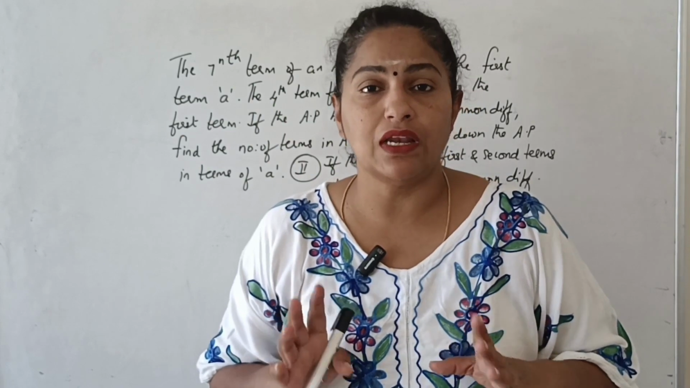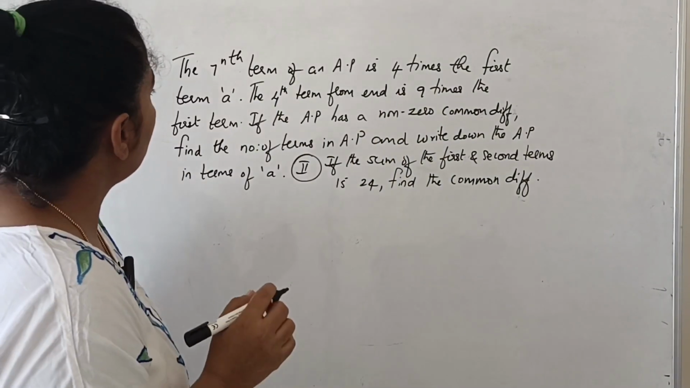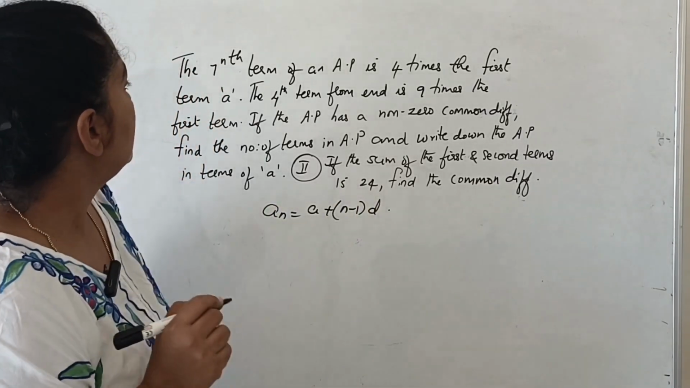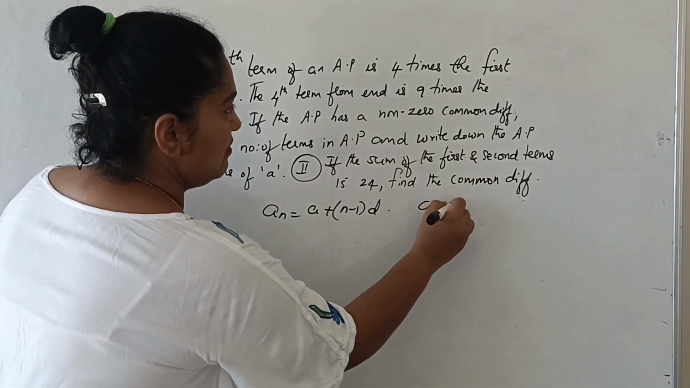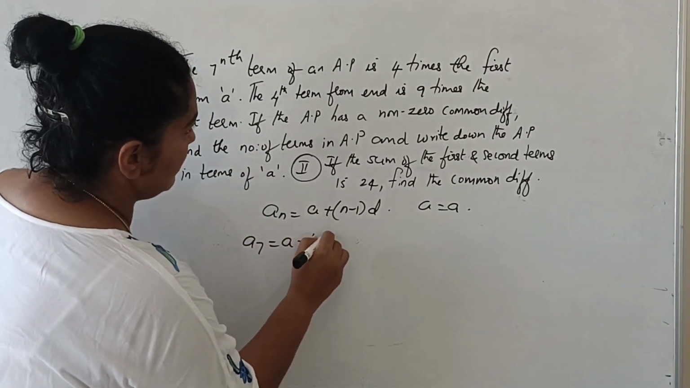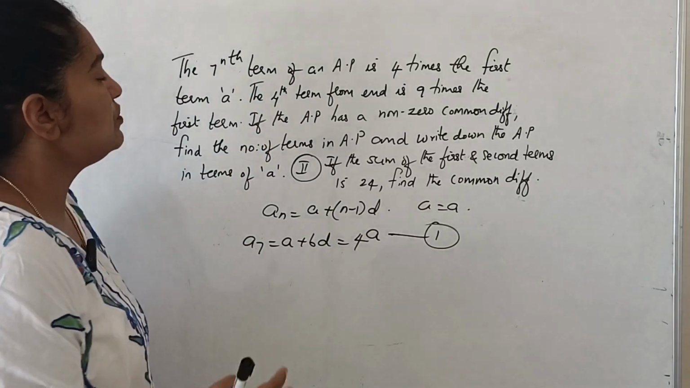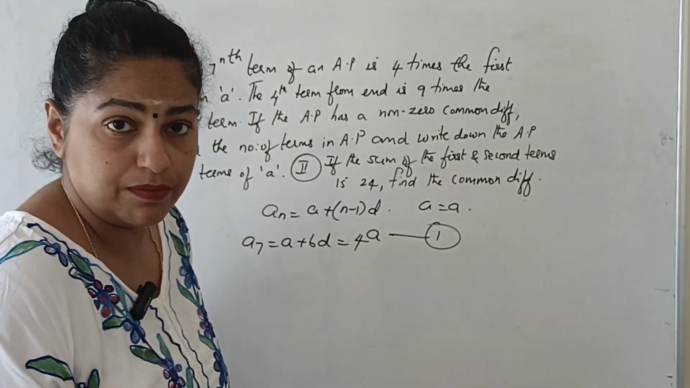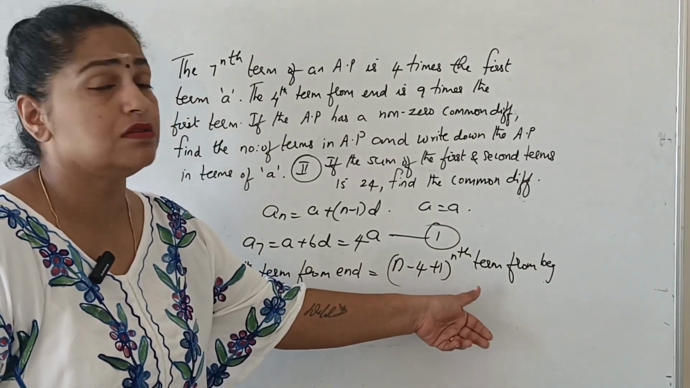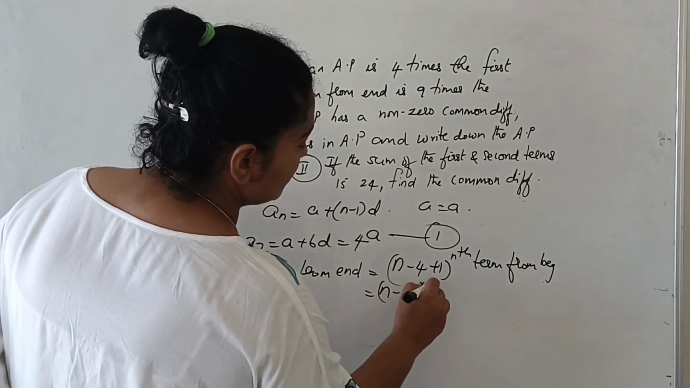Now let us see how we can apply all the concepts that we have studied so far into this particular sum. So we know the formula for the nth term is a plus (n minus 1) into d. The first term is given as a, so a is a itself. So the seventh term of an AP, which is a7, is equal to a plus 6d, is 4 times the first term. Now that is our first equation. Fourth term from the end is 9 times the first term. As you can see, the fourth term from the end is the (n minus 4 plus 1)th term from the beginning, which basically tells us it is the (n minus 3)rd term from the beginning.